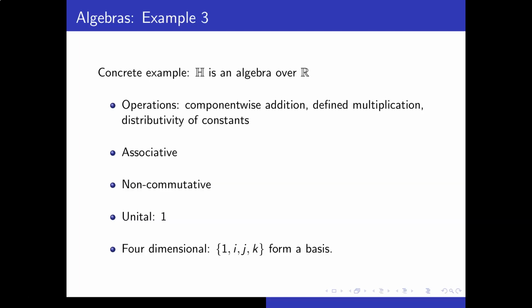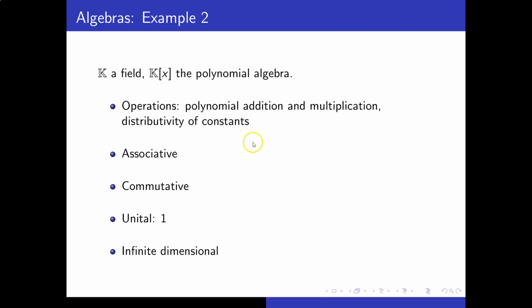It will be associative. K is commutative. The way we set this whole thing up, K adjoined X will be commutative. It's unital. We use the unit from K. But it's infinite dimensional because I can take arbitrarily high powers of X. And the powers of X, 1, x, x squared, x to the n, etc., are going to form the basis. So that will be an infinite dimensional algebra.